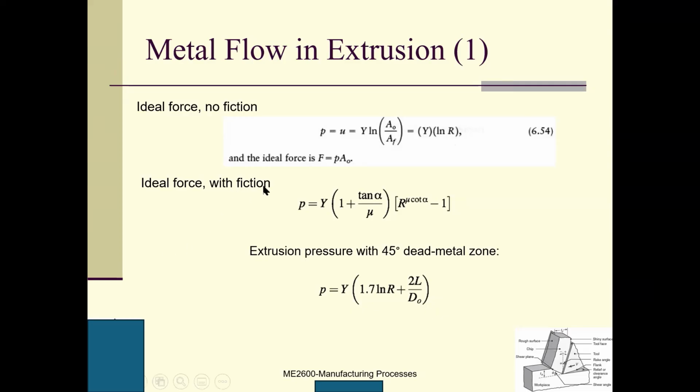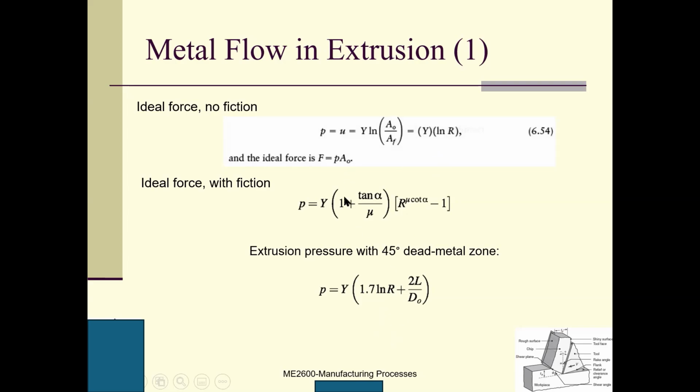If we have friction, P can be described using this equation, where this is mu and this is tangent alpha. This is the extrusion pressure with a 45 degree dead metal zone. So this is P. If the dead metal zone is 45 degrees, this equation can be simplified a little bit. Alpha is the dead zone angle, and this is the extrusion pressure. This is R, where R is the ratio of A0 to AF.